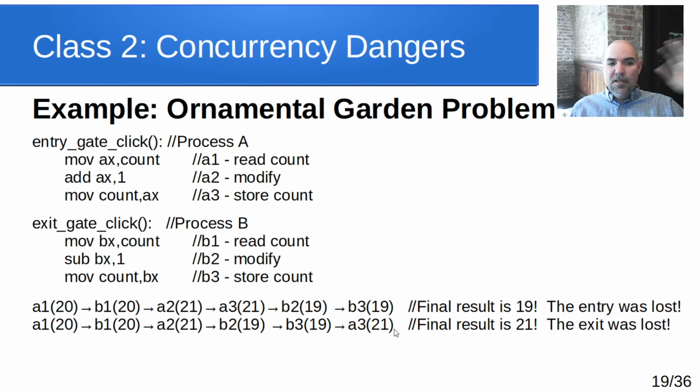But as long as A reads, modifies, and stores and isn't interrupted by B, isn't interleaved with B, or as long as B reads, modifies, stores before A, we're good. And that's going to happen most of the time in this garden because this is relatively simple code and it's going to run relatively quickly.